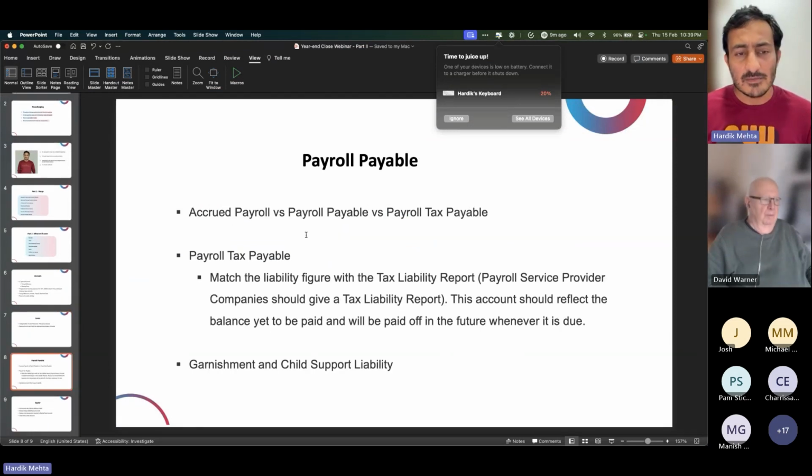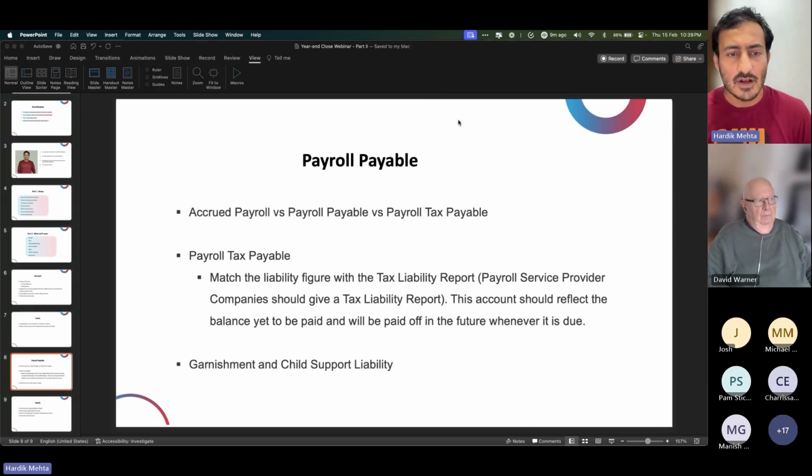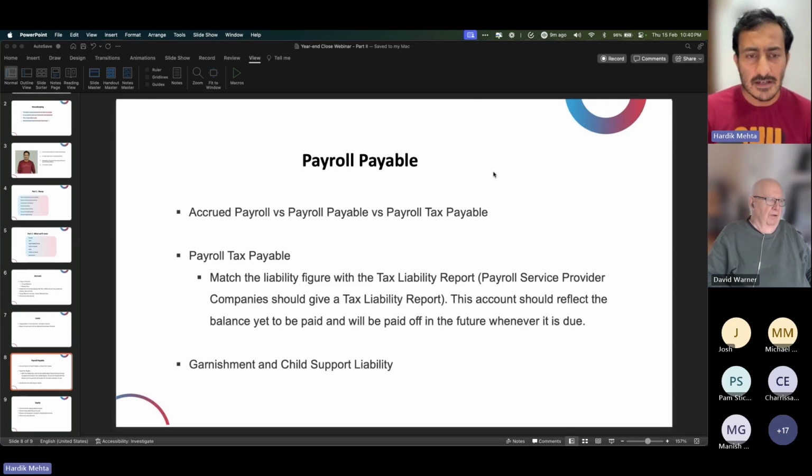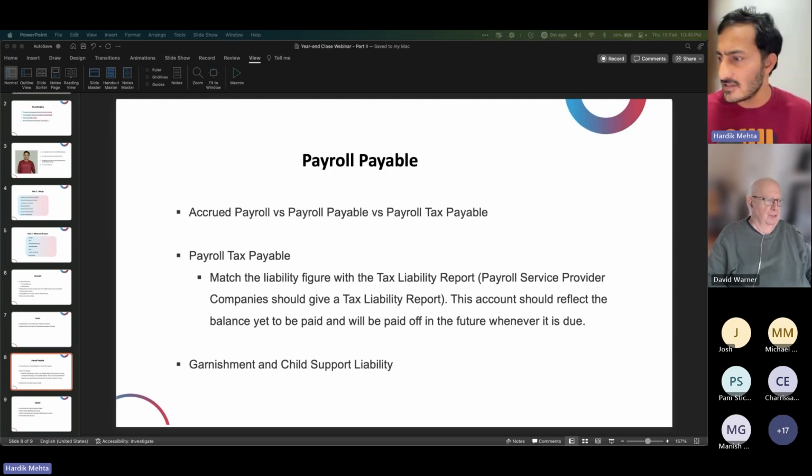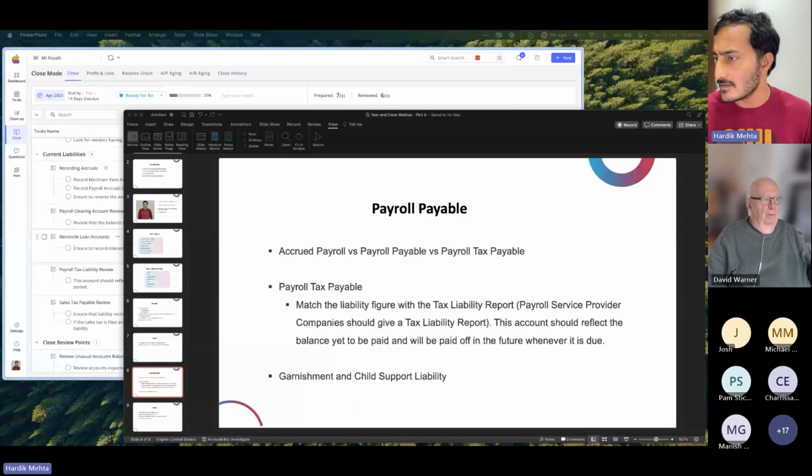All right, so that's very straightforward with the loans. Now I'm going to talk about the payroll. With the payroll, there is often a confusion I have seen between the different terminologies that we use. One is accrued payroll, then sometimes we have payroll payable, sometimes we have payroll tax payable. I have seen people confusing all these accounts together, so I thought I'll quickly explain what each of these accounts stands for. I'm going to quickly open a spreadsheet just to really explain.